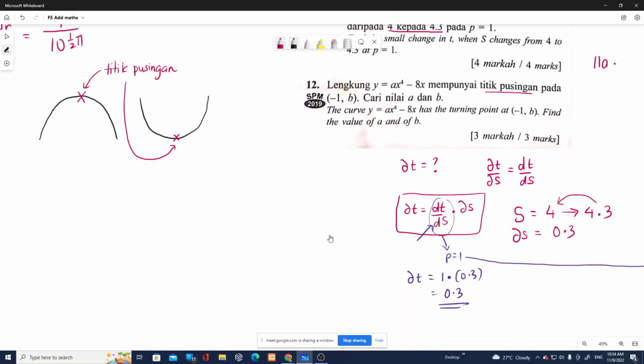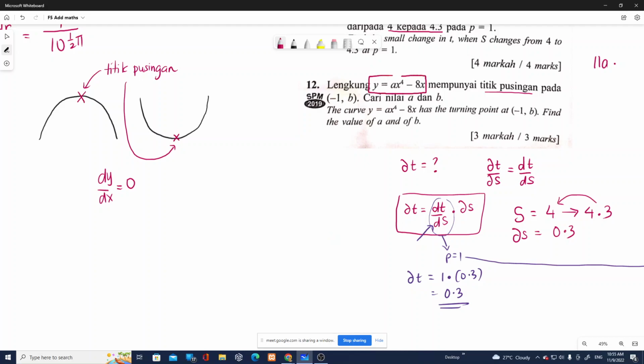Faham, sir. Apa yang special pasal titik pusingan? Dy dx dia kosong. Ya, betul. Dy dx mesti sama dengan kosong. Okay, so macam mana nak buat sekarang? Macam mana menjawab soalan ni sekarang?